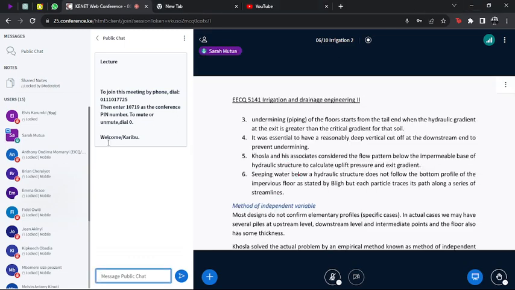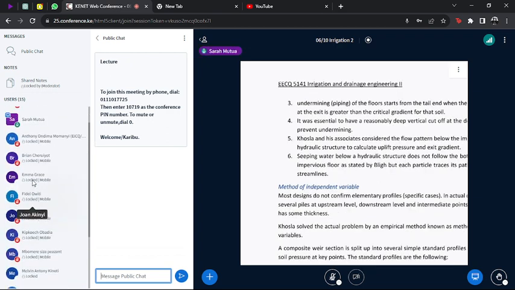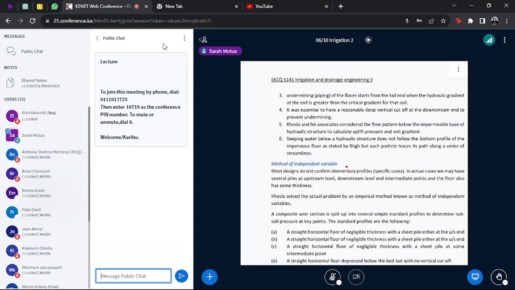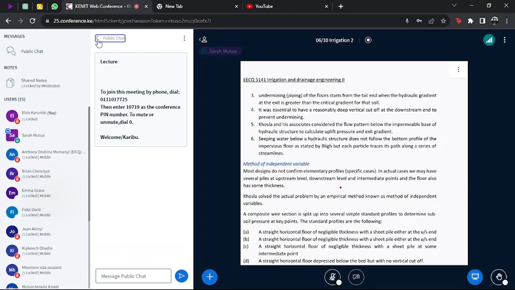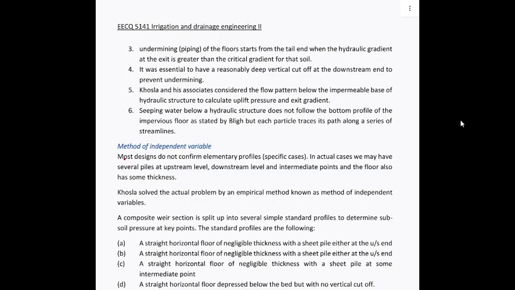So again, Khosla considered the flow below the impermeable base of the hydraulic structure. They considered the flow dynamics beneath the hydraulic structure in order to be able to calculate uplift pressures. Basically, they considered groundwater, saturated groundwater flow conditions beneath.